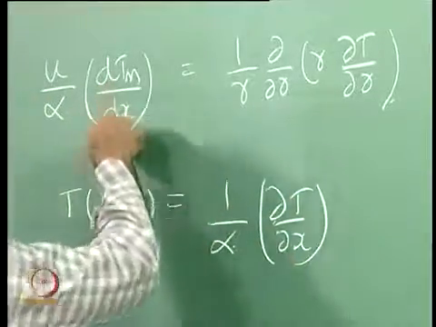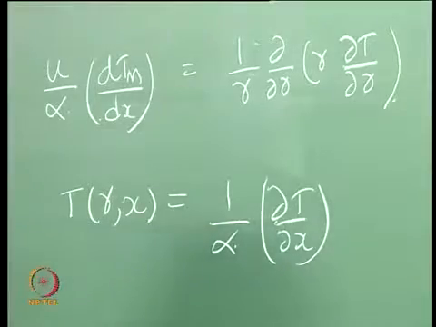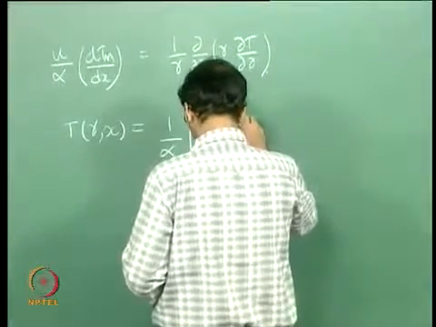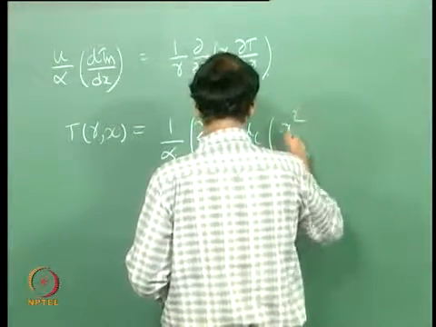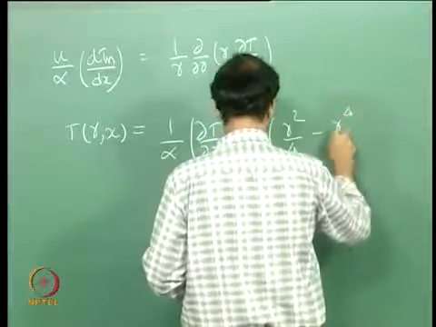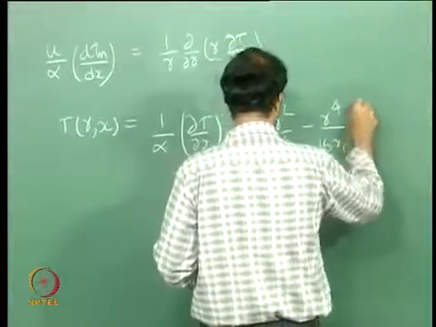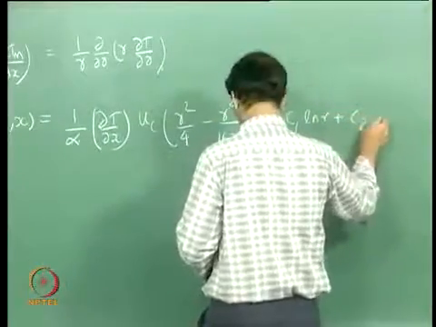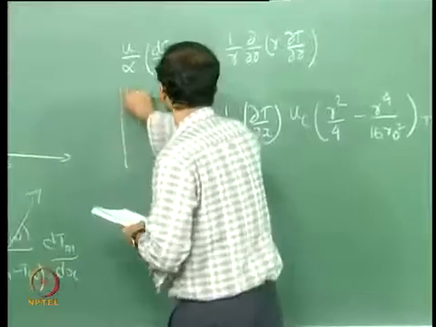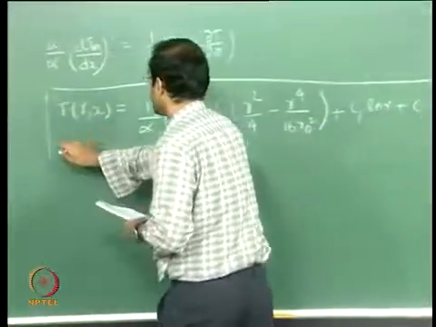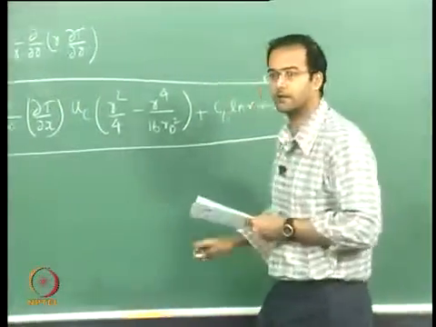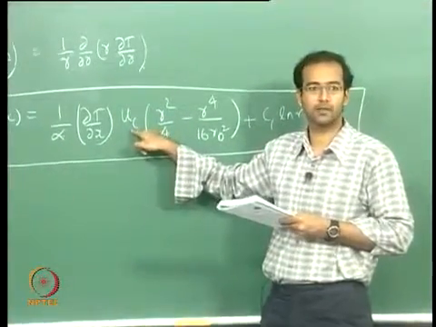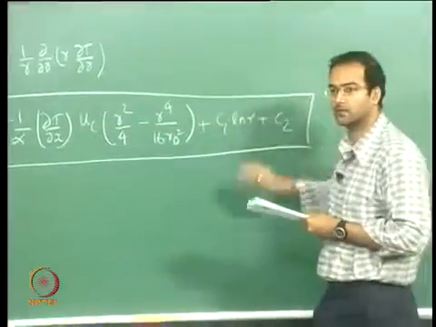So I can either use dT by dx or dTm by dx, they just mean the same and they are just constants. So you have uc [r square by 4 minus r power 4 by 16 r naught to the power 2] plus C1 ln of r plus C2. So this is what I get, somewhat similar to the velocity profile where you had a pressure gradient in the place of this dT by dx, you had dp by dx there and you had a similar variation.